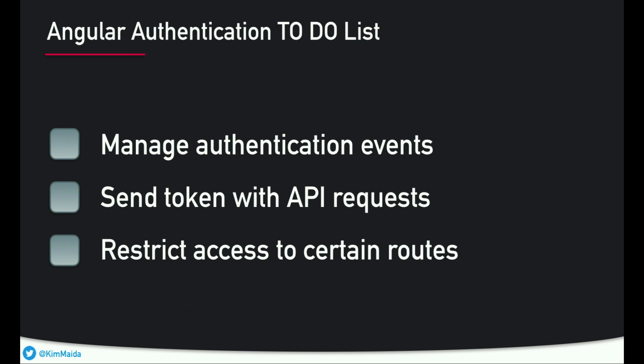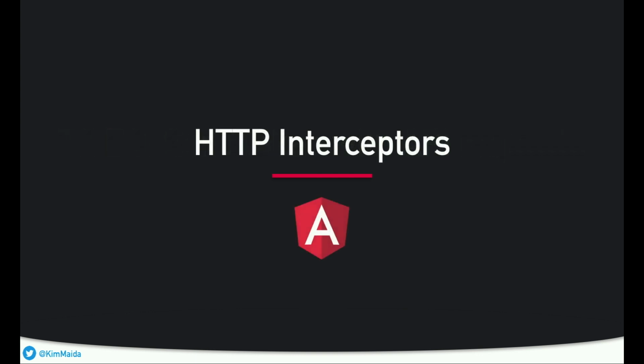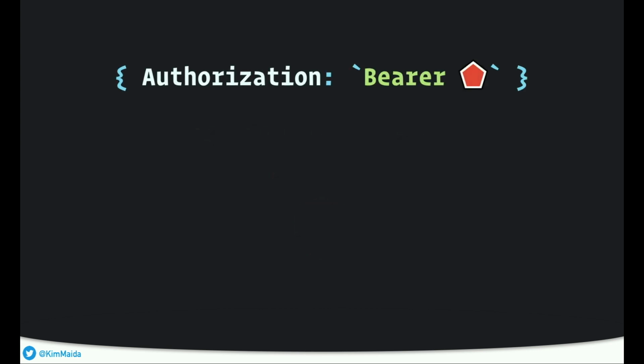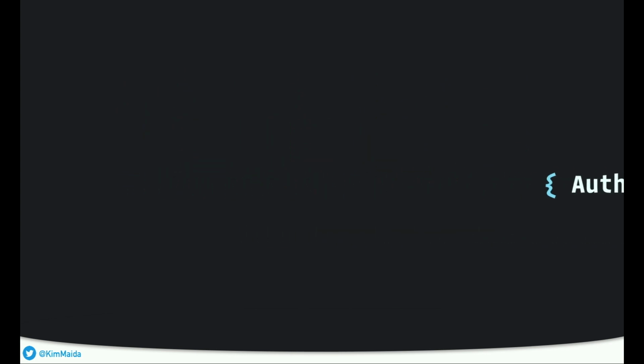So if we come back to our authentication to-do list, we learned that we can elegantly manage authentication events by using RxJS. And the next thing we want to do is send the token with our API requests. So Angular, as of version 4.3, which thankfully is a while back now, has HTTP interceptors. And these are used to transform requests or responses. So when we call our API, we can intercept requests using an interceptor service. We can attach the authorization header with the token, and then we can send the request on its way.